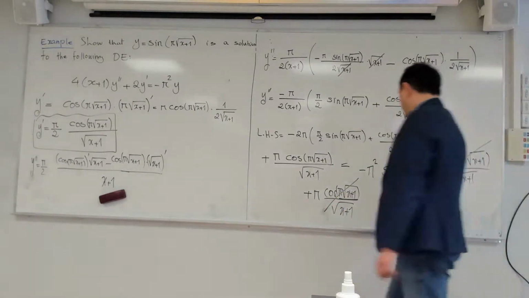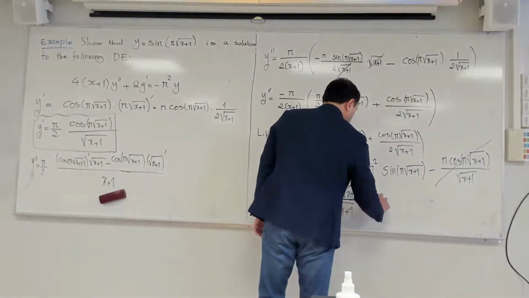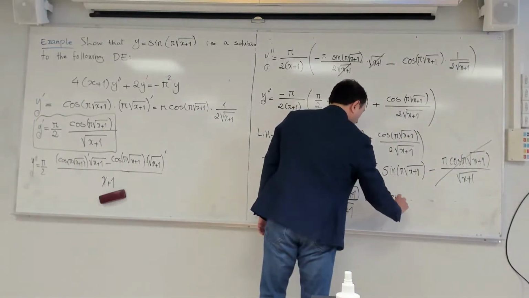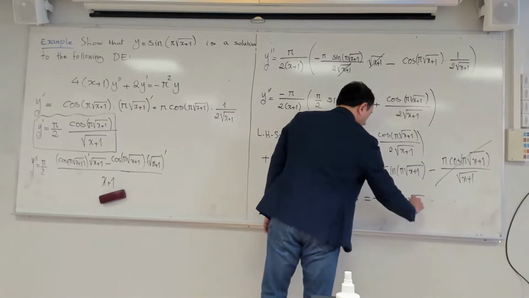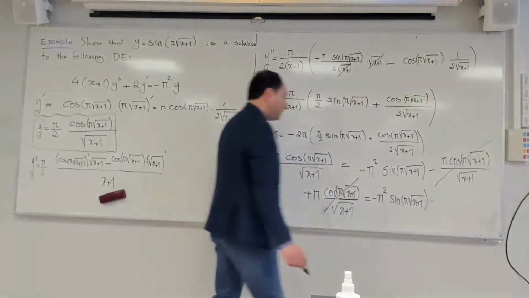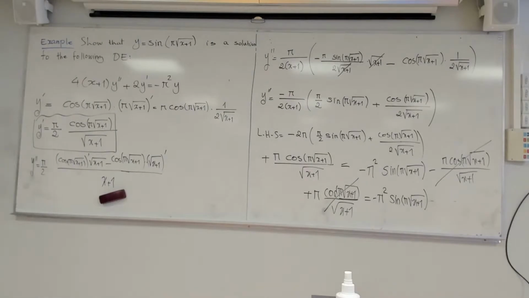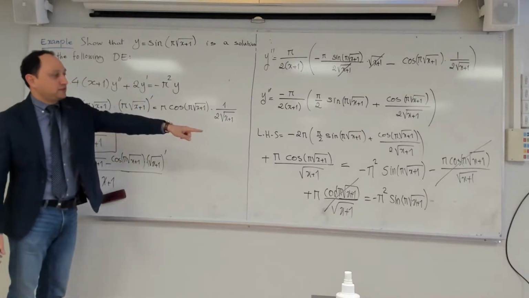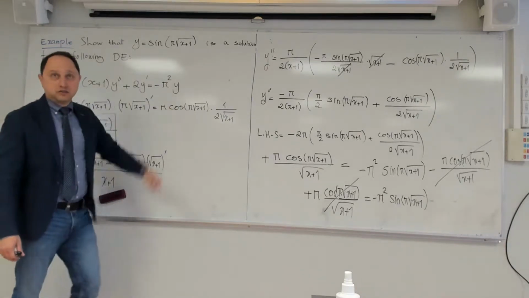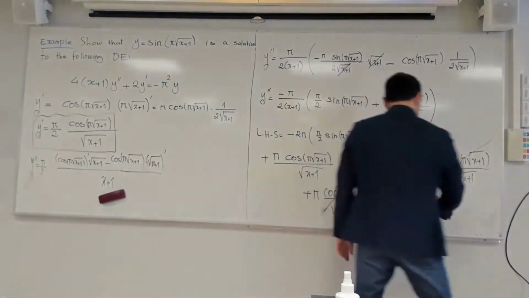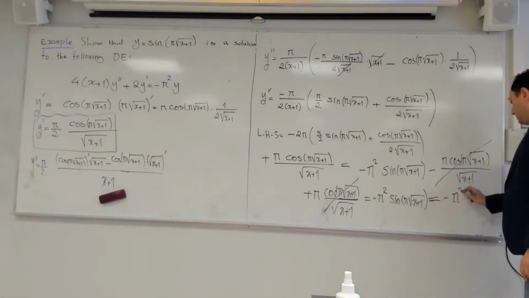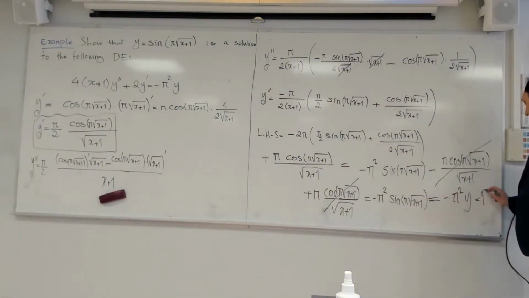So what is left for me is just one single term. It's minus pi squared sine pi square root of x plus 1. Do you see that we are done or not? Yes, we are done because minus pi squared is minus pi squared, and what is in front of pi squared is just y. So this becomes minus pi squared y. And that is exactly equal to the right-hand side.